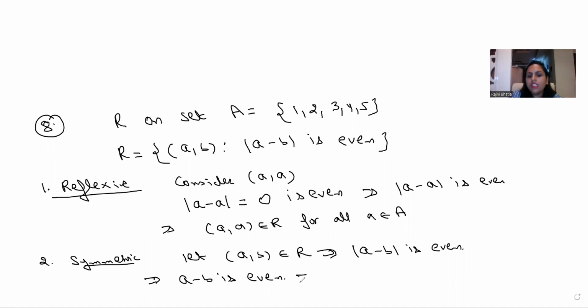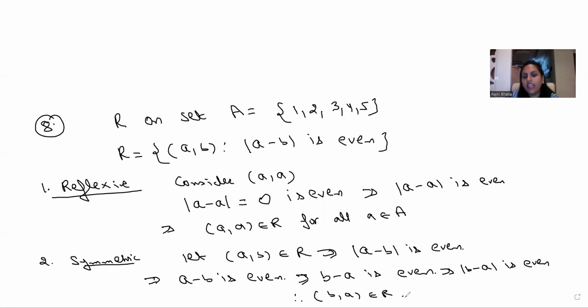So if a minus b is even, so the negative of a minus b, which is b minus a, is also even. So modulus of a minus b is even implies a minus b is even, which implies b minus a is even. And if a number is even, then its modulus is also even. So this implies modulus of b minus a is even, and therefore we can conclude that (b, a) also belongs to R, and hence our given relation is symmetric.